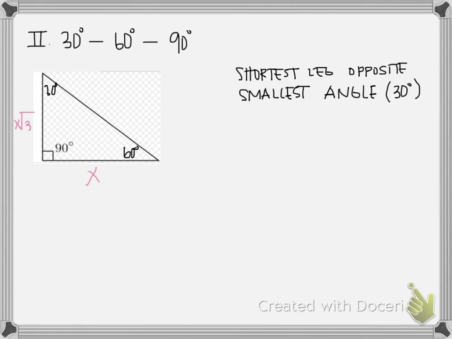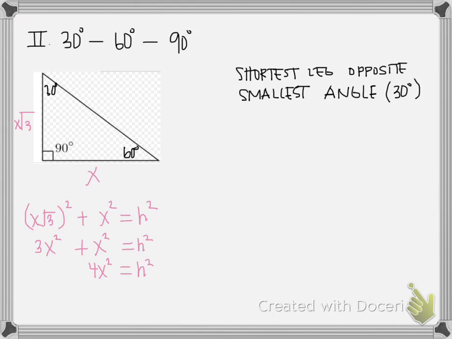If we can remember that, then we can do our Pythagorean theorem. So x square root of 3 squared plus x squared is going to be equal to my hypotenuse squared. So x square root of 3 squared is going to be 3x squared. 3x squared plus x squared is going to be 4x squared.